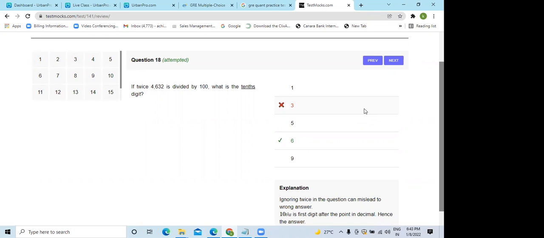So if twice 4,632 is divided by 100, what is the tens digit? When you multiply this by 2, what happens? Please tell me the figure. 9264. What is the tens digit? The first digit is the units digit, and the tens digit is 6. Correct? Yes, correct. I hope you know what a units digit is.